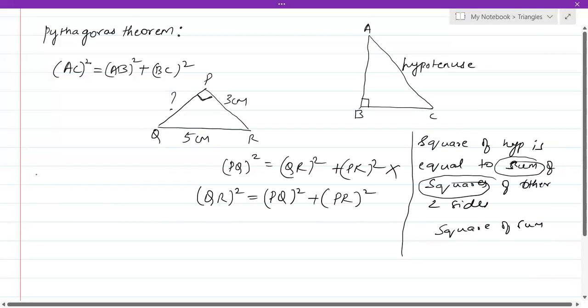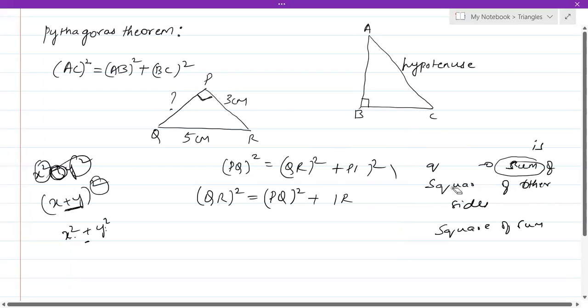See, sum of squares is like x square plus y square. This is sum. Sum is addition. What are we adding? We are adding the squares. But if I say square of sum, this is sum and we are taking the square of it. So I hope the difference is understood. X square plus y square is sum of squares. X plus y the whole square is square of the sum. So you have to be very careful when writing the statement of the theorem.